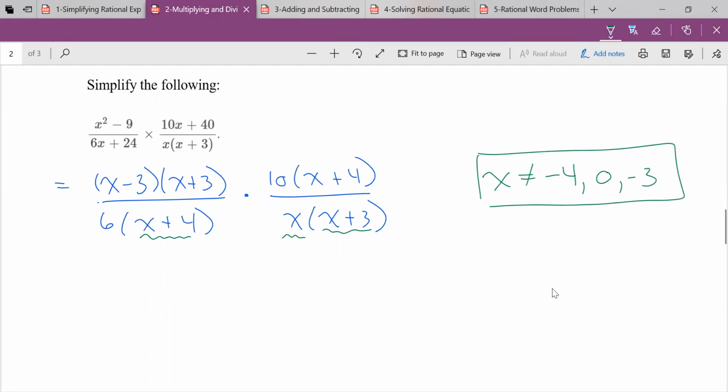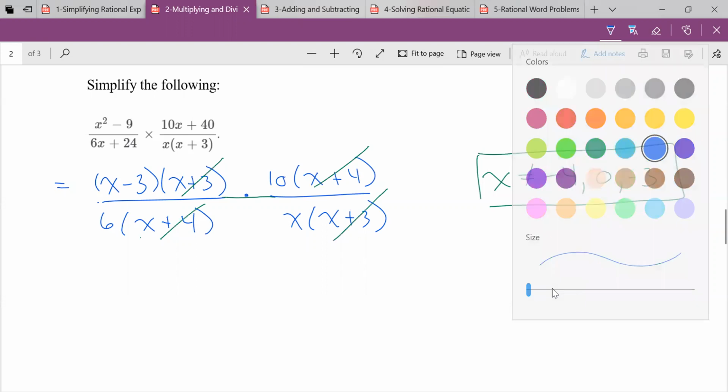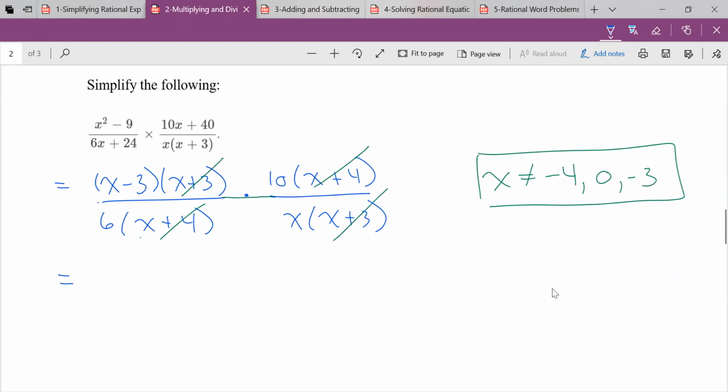Then, after factor and NPV, let's divide. I can divide right now because when we multiply these things, I can just extend that division bar, since the numerator ends up with the numerator and the denominator ends up with the denominator. So I divide at this point. What can I divide? x plus 4 and x plus 4. Bang. x plus 3 and x plus 3. Bang. What do I have left? Let's rewrite this: I've got this 10, x minus 3 over 6x.